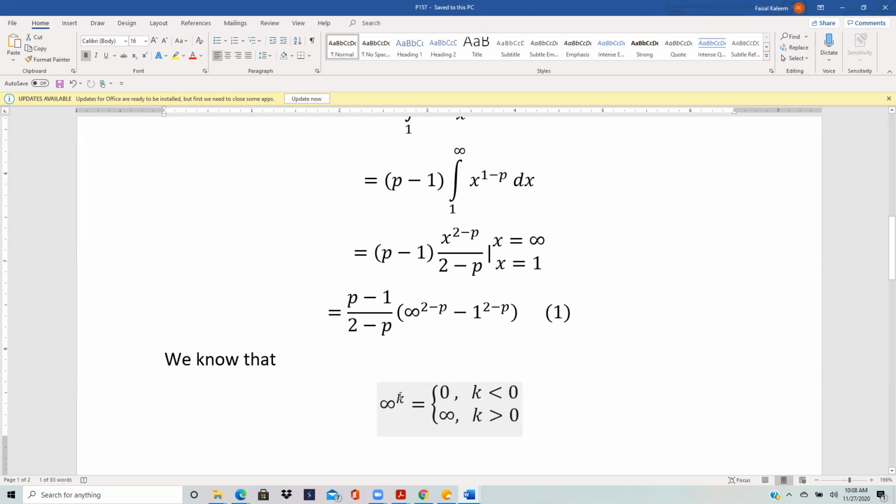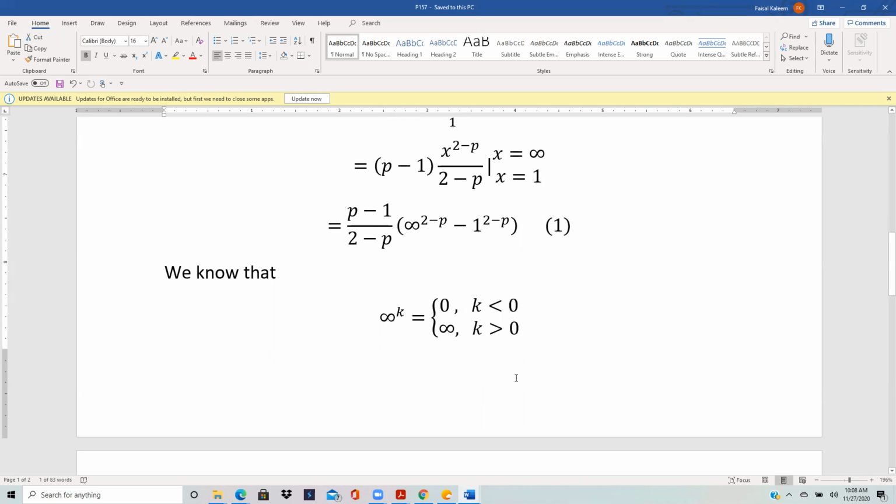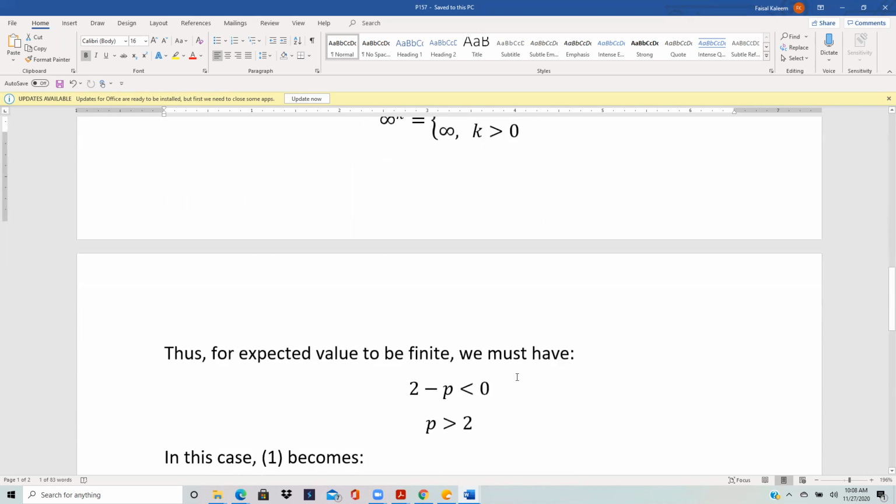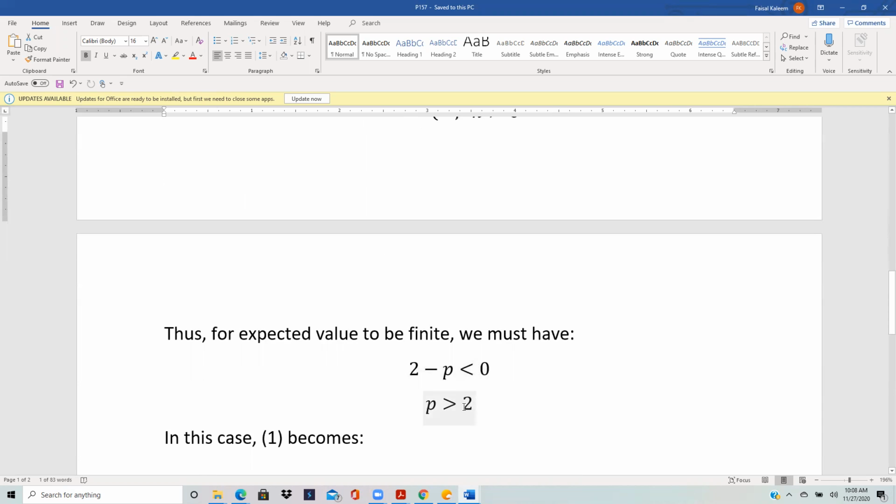So now for the expected value to be equal to 2, which is what we are asked, we cannot have infinity running around here, because then that expected value would be infinity. So we must have this situation that k is less than 0, or the power of infinity is less than 0. So 2 minus p must be less than 0 for us to have a finite expected value, which is necessary in order to have it equal to 2. So 2 minus p is less than 0. That means p is bigger than 2.